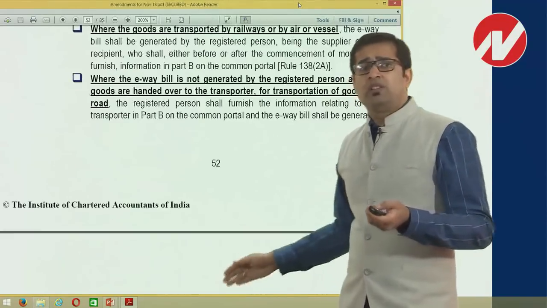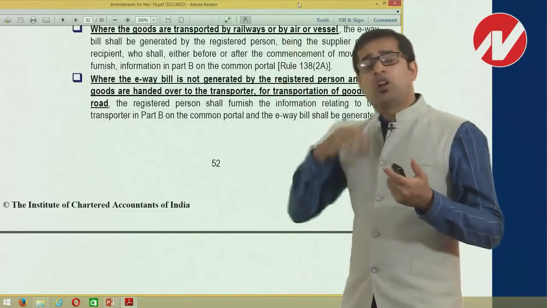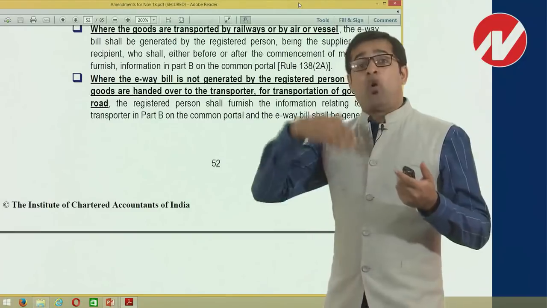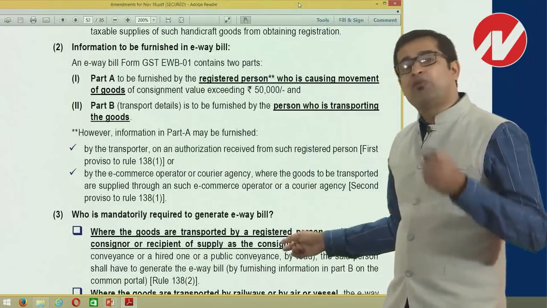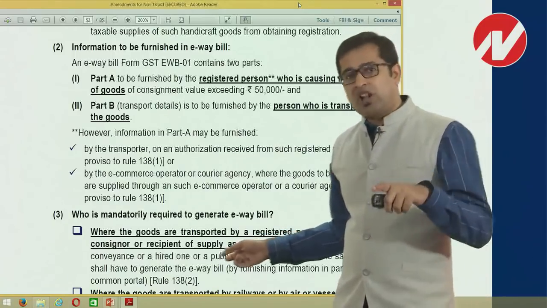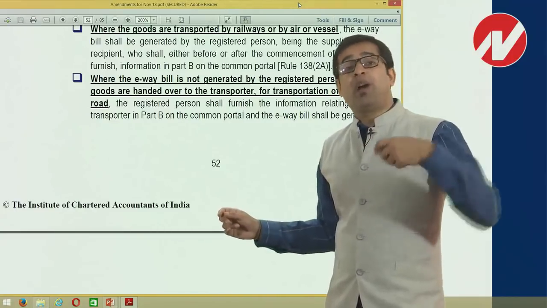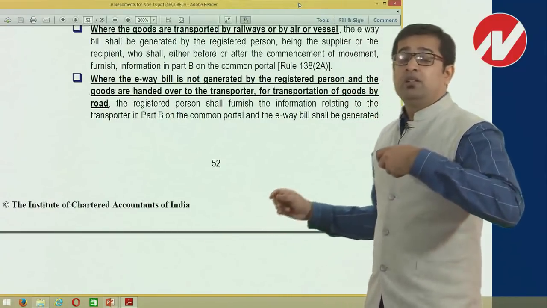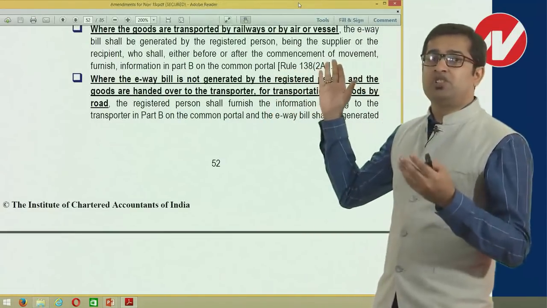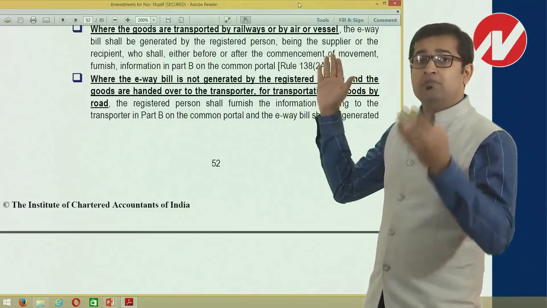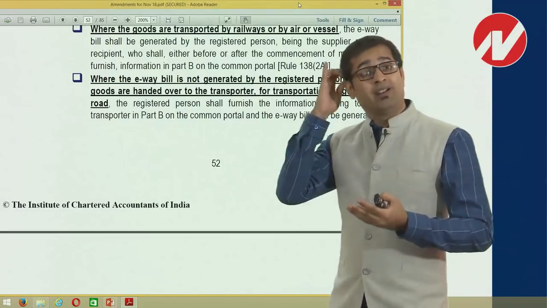More important part is if there is a transportation of goods by air or by railway or by vessel. So, agar by rail, by air or by vessel goods transport kiye ja rahe hain. Like the upar wala point tha, that was by road, ki agar by road hum log goods transport kar rahe hain. Now, what if we are not transporting by road, rather we are transporting by air or by vessel or, let's say, rail, then in that particular case the e-way bill shall be generated by the registered person being the supplier or the recipient who is receiving the goods, and before the movement gets commenced.